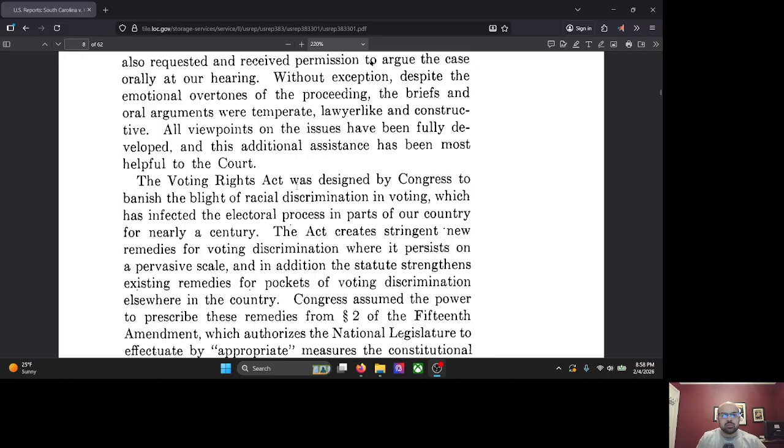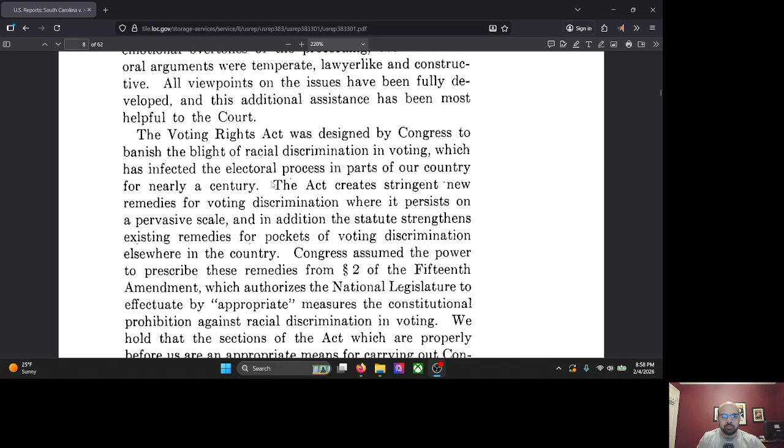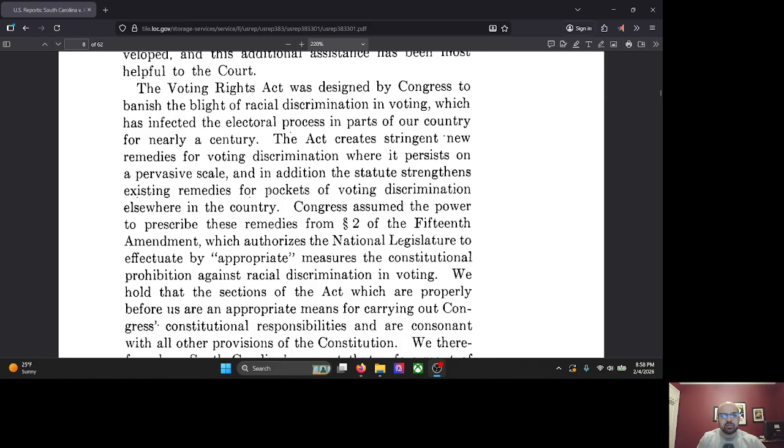The Voting Rights Act was designed by Congress to banish the blight of racial discrimination in voting, which has infected the electoral process in parts of our country for nearly a century. The Act creates stringent new remedies for voting discrimination where it persists on a pervasive scale. And in addition, the statute strengthens existing remedies for pockets of voting discrimination elsewhere in the country.